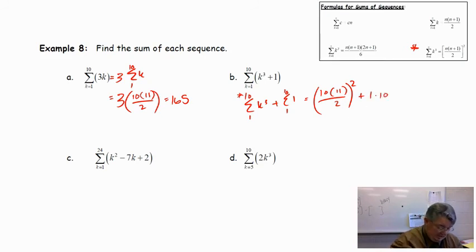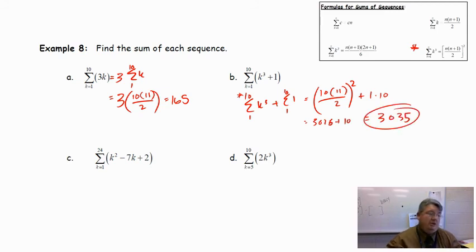If I get that in there, 10 times 11 divided by 2 is 55 squared. 55 squared is 3,025 plus 10, that's 3,035. So the formulas are nice when I have things like this.